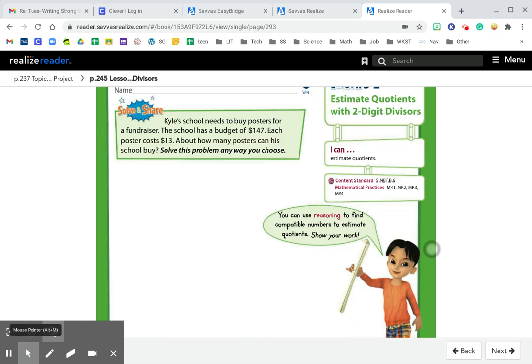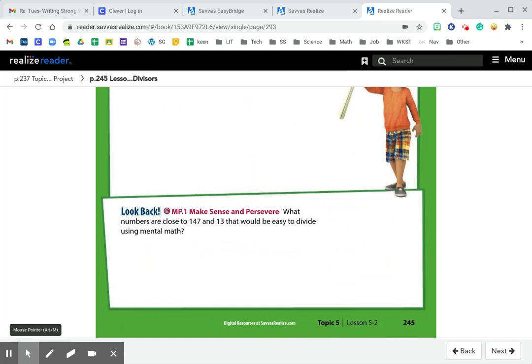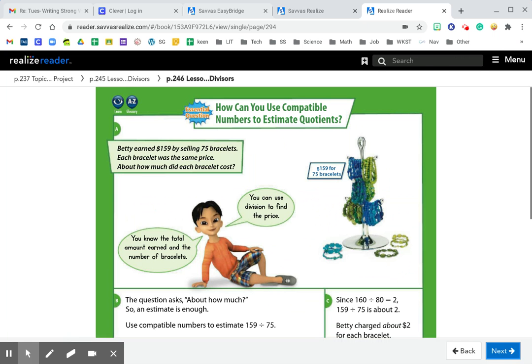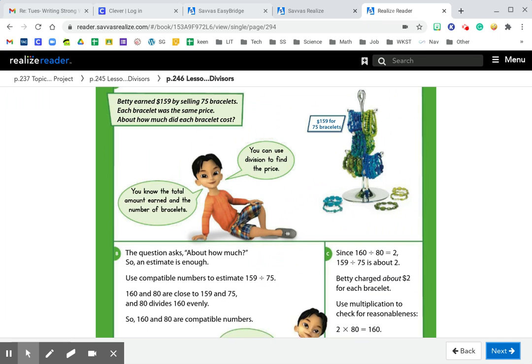And as we move down, what numbers close to 147 and 13 would make it easy to divide using mental math? And that's basically what we just did. And in the video, to review the video, how can you use compatible numbers to estimate quotients? Remember, you can watch the video in Savvas, as well as listening to me.